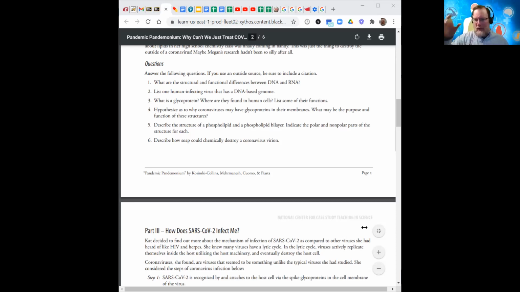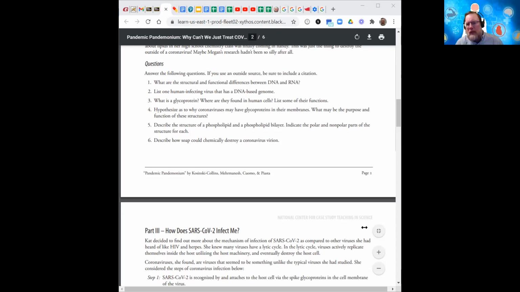We have the phospholipid bilayer, but we also have these little membrane channels. And then on top of that, we have a lot of glycoproteins coming off of that phospholipid bilayer that again aid with communication as well as many other functions. All right. Why may coronavirus have glycoproteins on their membranes?